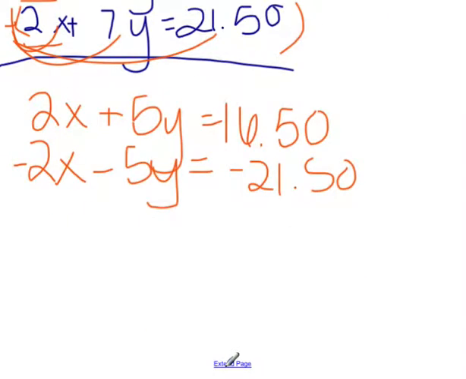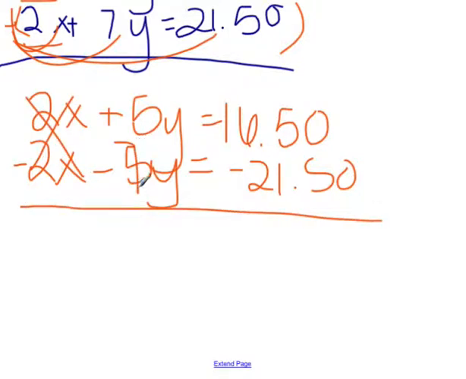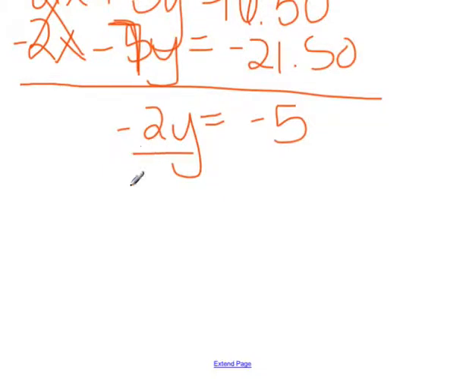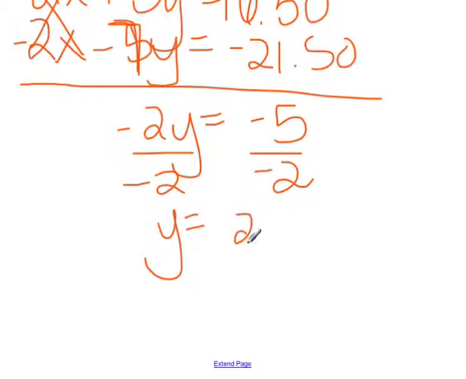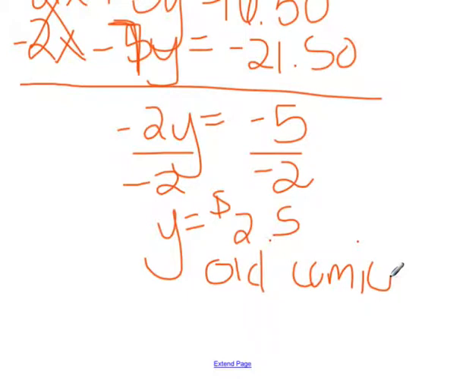So now I can add down the columns. 2x minus 2x is going to cancel out. Oops, this should be 7y. Negative 5y minus 7y is negative 2y, and 1650 minus 2150 is going to give me a negative 5. So now to solve for y, I need to divide both sides by a negative 2. When you divide a negative by a negative, it becomes a positive. 5 divided by 2 is going to give us 2.5. So it's $2.50 for old comic books, because remember that y represented old comic books. So you can go ahead and write that down.